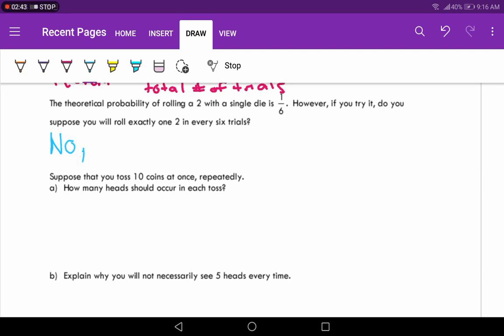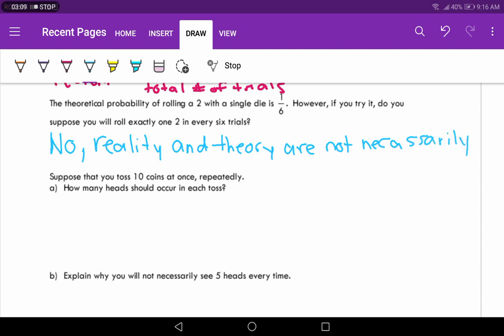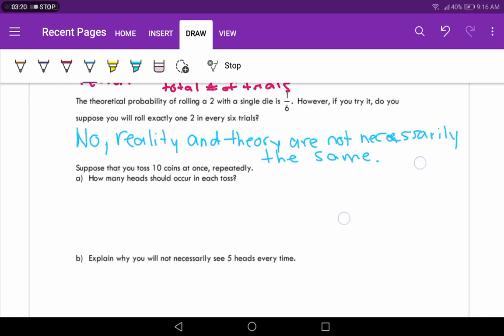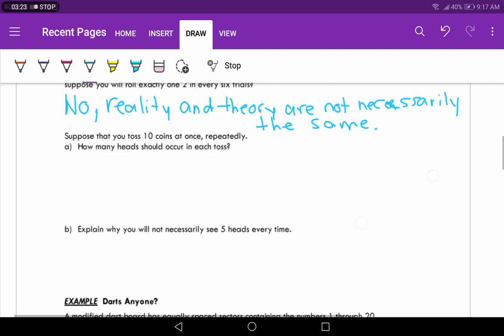And the reason for that is because reality and theory are not technically the same. They're not necessarily the same. So again, hopefully you tried that out, and you could see that.